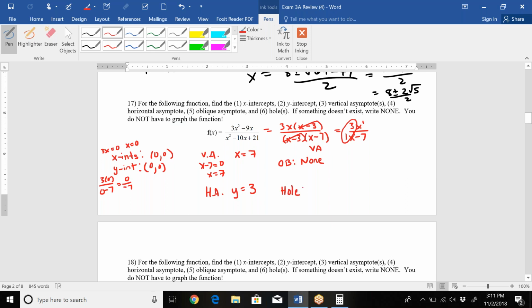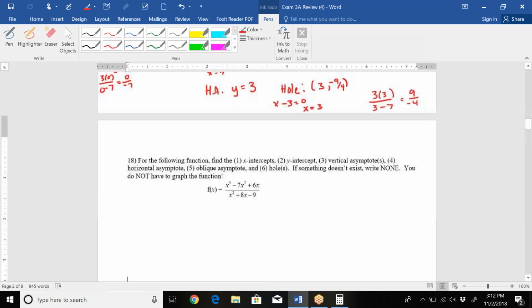And we do have a hole because this had a cancellation factor. So a hole is an ordered pair. So you set x minus 3 equal to 0 to figure out, because that's the part that canceled out. So that means the x coordinate is 3. You have to plug it into the reduced function to get the actual y value, because if you plug it into the original, you get zeros on top and bottom, and it doesn't make sense. So 3 times 3 over 3 minus 7 is 9 over negative 4. So it'd be negative 9/4. So there are all of my pieces, and this does not need to be graphed.